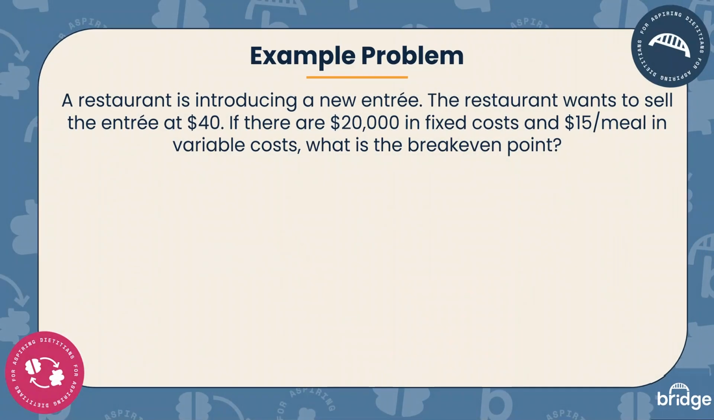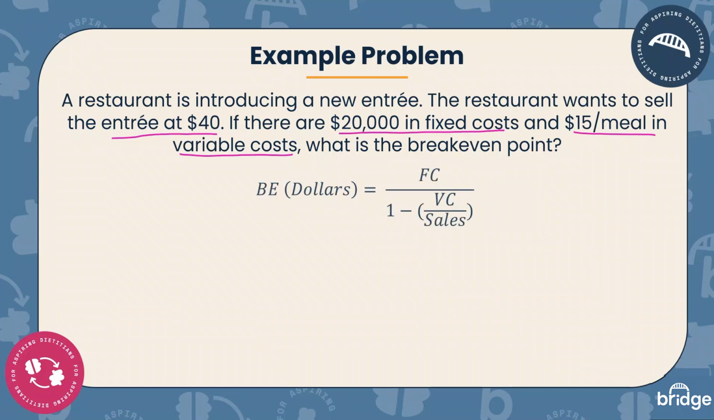A restaurant is introducing a new entree and they want to sell the entree at $40. But there's $20,000 in fixed costs and $15 a meal in variable costs. So the restaurant is trying to figure out what the break-even point should be. We'll start by calculating the contribution margin ratio. That's 1 minus variable costs over sales price. So we're going to divide 15 by 40 and then take 1 away from that.